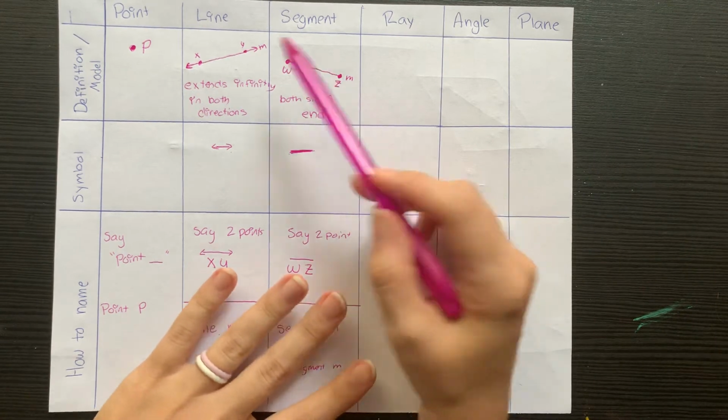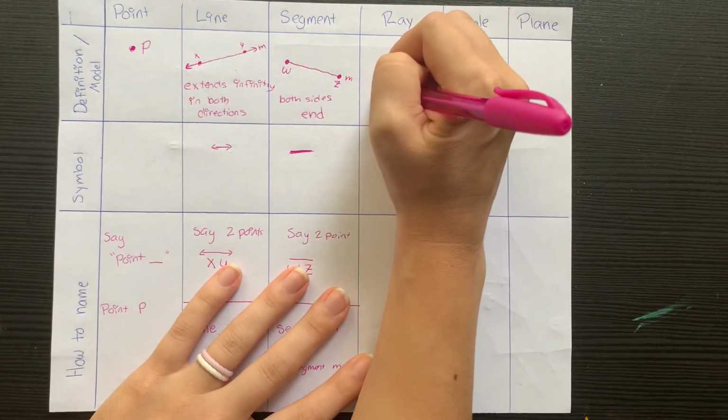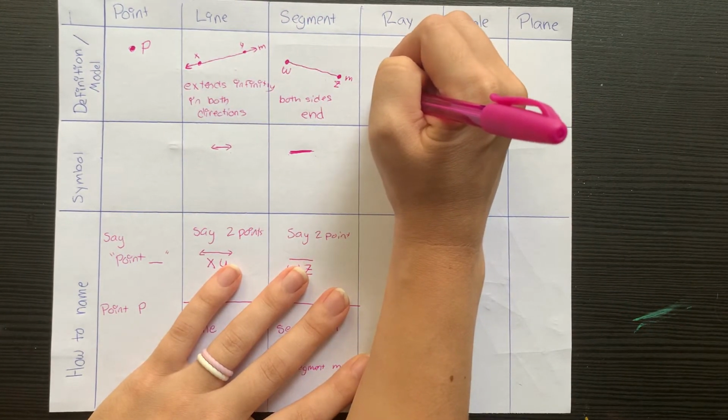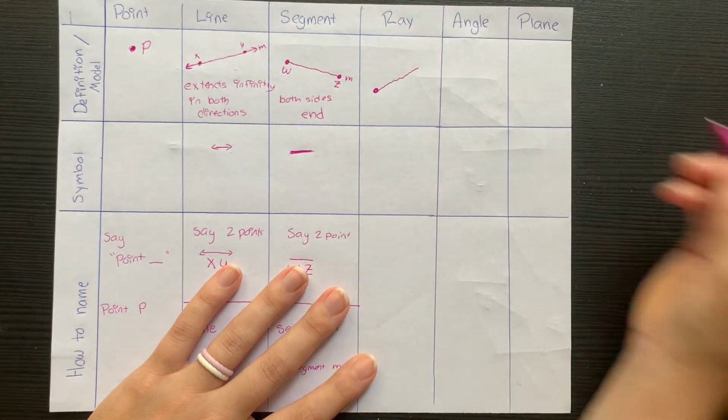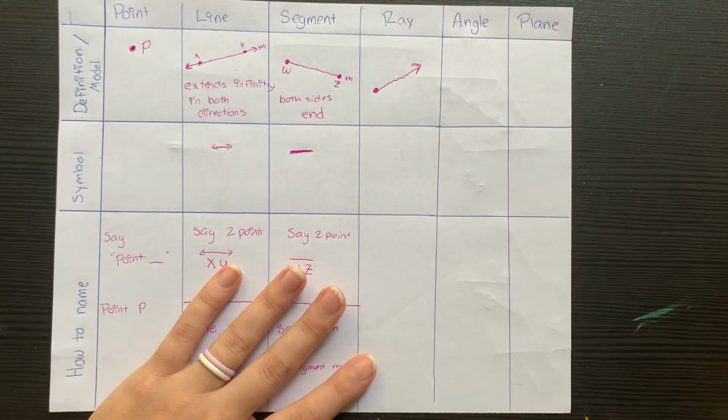A ray. A ray is kind of like a combination of these. A ray has it ends on one side, but goes forever on the other side.